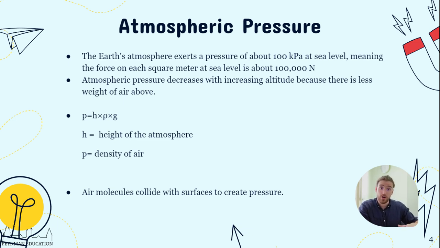If you decrease the volume of that container, you're increasing the pressure because there's less space for them to move. They're going to be hitting the sides more often. Okay, so atmospheric pressure, yeah, the closer you are to sea level, the higher the pressure on your body. As you go below sea level, pressure increases even more. Eventually, it can get pretty dangerous.